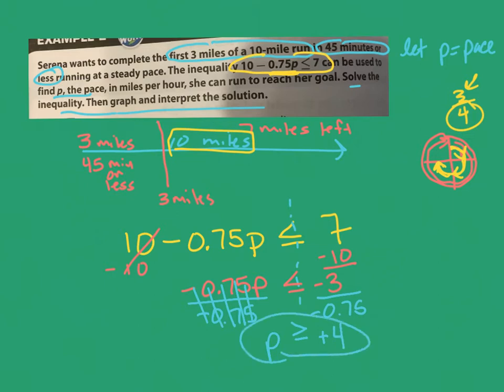So P, whatever P is, her pace needs to be more than 4 miles per hour, because pace was in hour. That's why we broke it down to 0.75 hour. So graphed, let me get the color I want for the graph. I would put 0, I would put positive 4. I would circle and include that her pace can be 4 miles an hour to get there in that amount of time, or greater or faster than that. So anything faster than 4 miles per hour, she'd be fine.